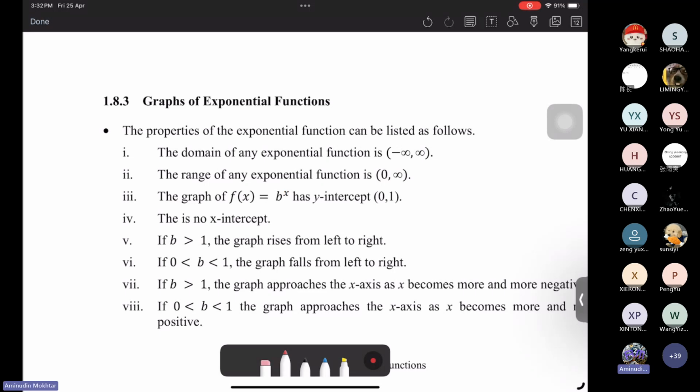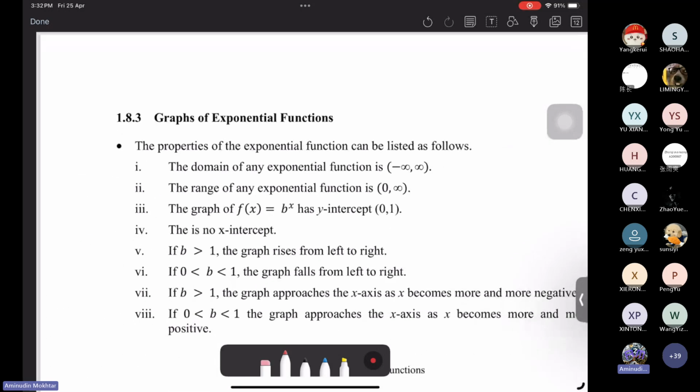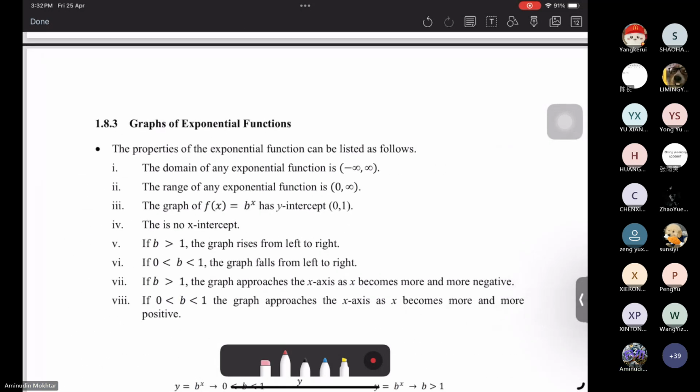If you refer to this page, I think it's page number 41. Number 41. Okay. The first one is about the domain. Okay, what is domain? Domain is x.